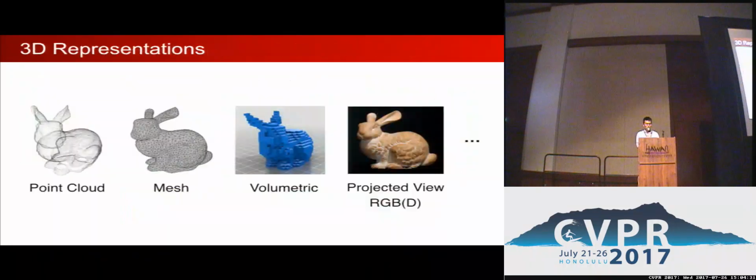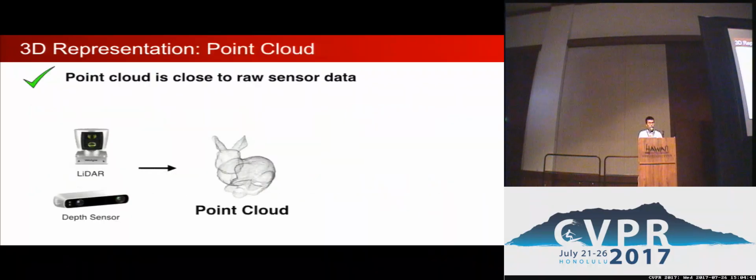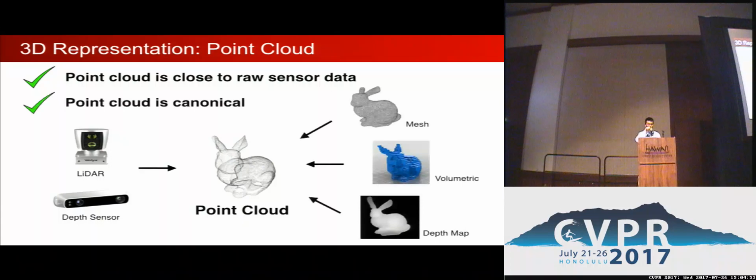And as you are already seeing, there are many different 3D representations. We argue that the point cloud among them is one of the very important ones. Why? Because it's very close to the raw sensor data and fits well for the end-to-end learning idea of deep learning, right? We know that you can get point clouds from LiDAR or from depth sensors. And also it's very canonical, right? You can convert point clouds to other data formats and also convert many other 3D representations to point clouds very easily, right? When you deal with point clouds, you feel it's much easier than if you deal with meshes, right?